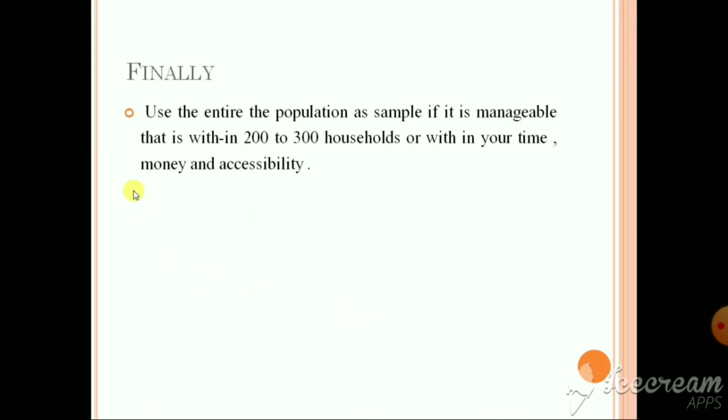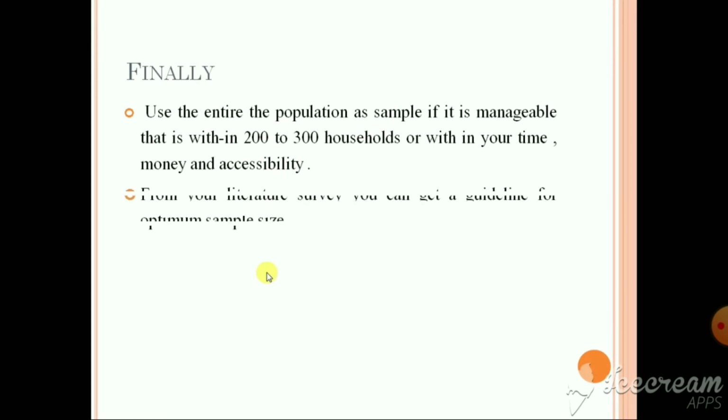Finally, we can say that use the entire population as the sample if it is manageable, that is within 200 to 300 households or within your time, money and accessibility, that means total sample. So there is no question of sampling at this moment. We have to take all the households as our sample, because it is possible to collect the information from 200 to 300 households. From your literature survey, this is very important whenever you prepare any paper.